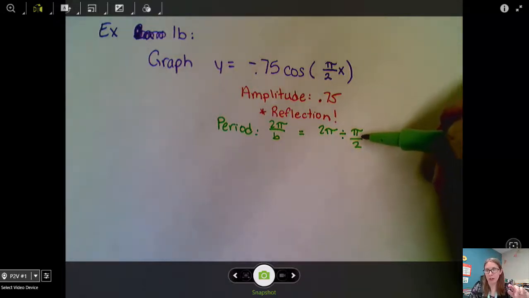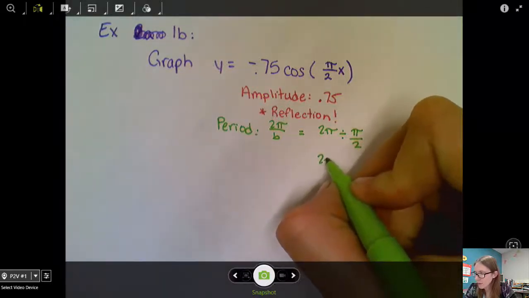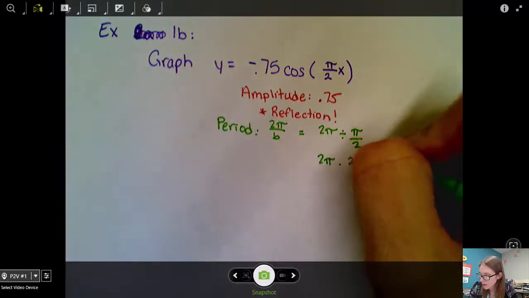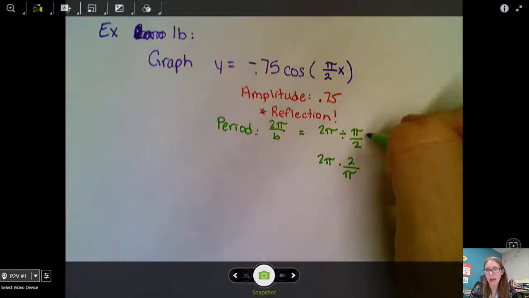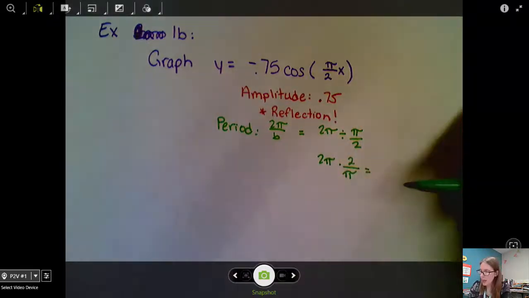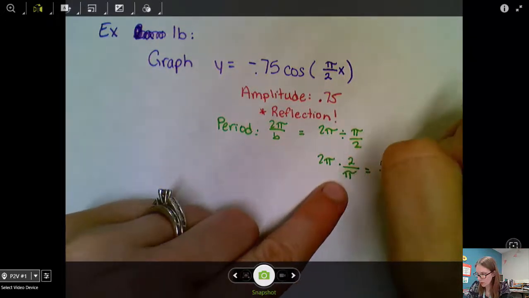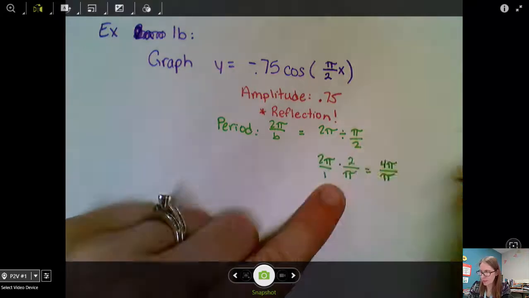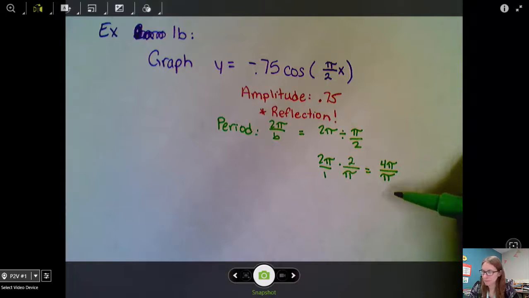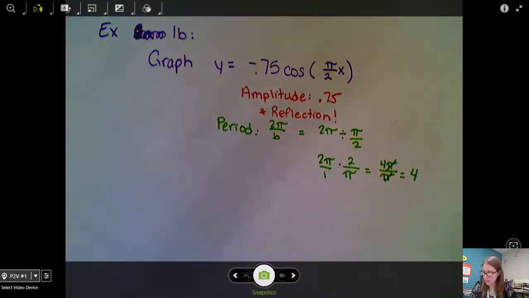We're dividing by a fraction though. So remember that the way we divide fractions is multiplying by the reciprocal. So I really want to take 2 pi times 2 over pi. We reciprocate that fraction, we flip it. And when we multiply, we'd get 4 pi over pi, because this is really 2 pi over 1. So multiply the tops, that's 4 pi, multiply the bottoms is pi. Those pi's cancel out, the period is just 4.